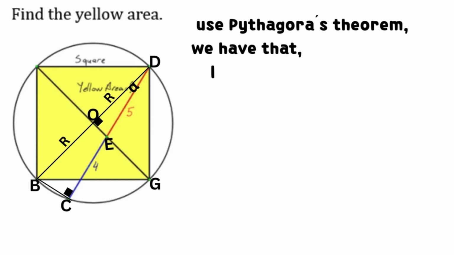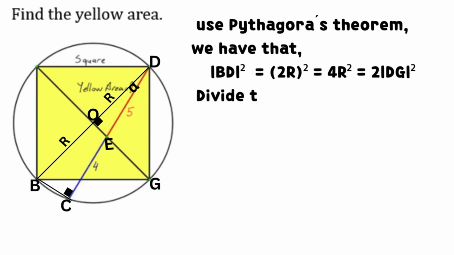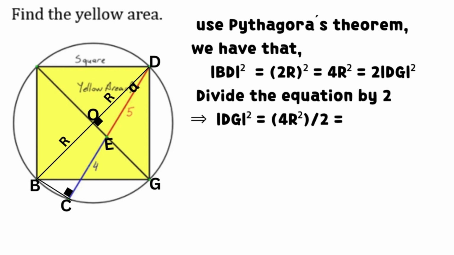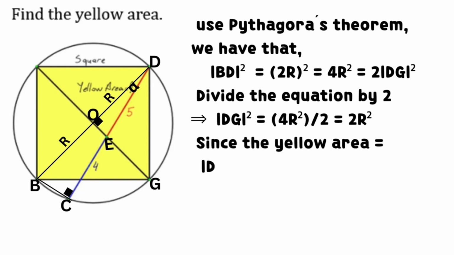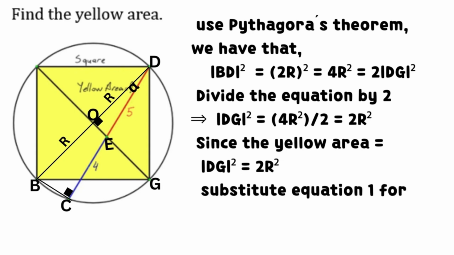Use Pythagoras theorem. We have that the square of line BD equals the square of the product of 2 and R, which equals 2 times the square of line DG. Divide the equation by 2. Since the yellow area equals the square of line DG, which equals 2 times the square of R. Substitute equation 1 for the square of R.